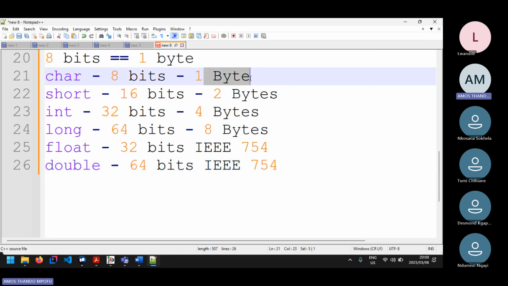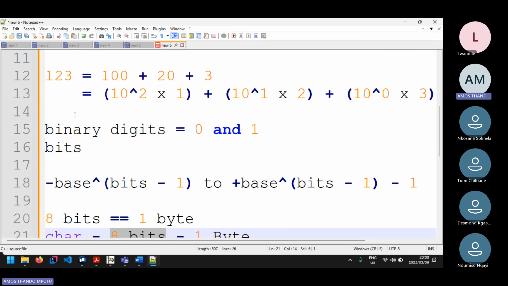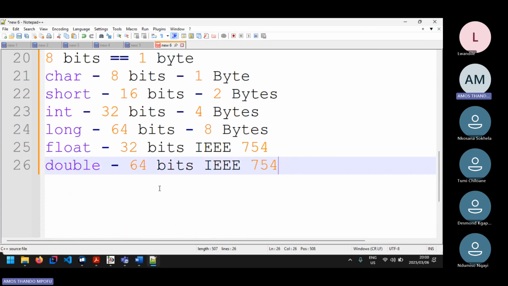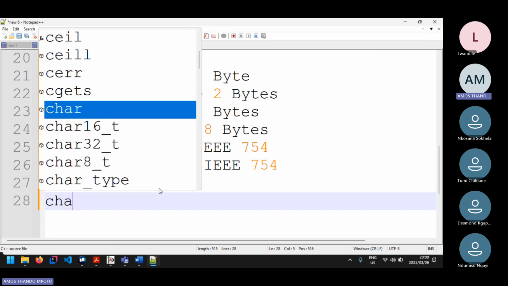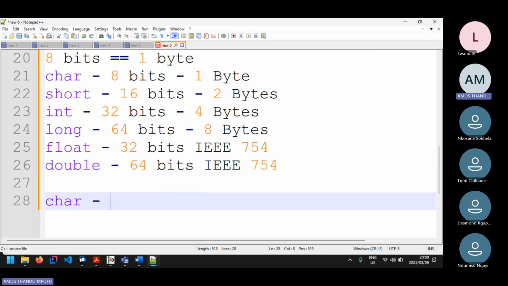But we don't really need the bytes part. You see the bytes, we don't need the bytes. We need the bits because we're trying to find the range. If we check the formula, we're using the bits. So to find the range for a char, it's 8 bits, right? What is my base? It's base 2 because it's the binary number system. Base 2 to the power of how many bits? 8, and then minus 1, it becomes 7. So this is 8 minus 1, which becomes 7.